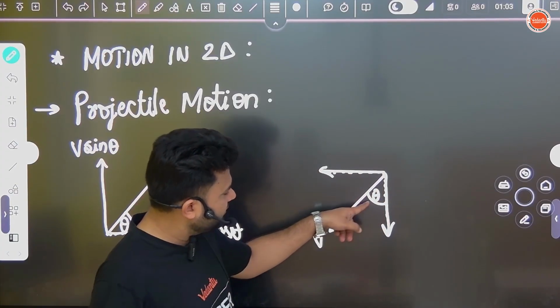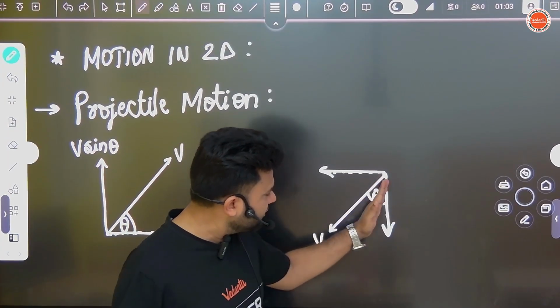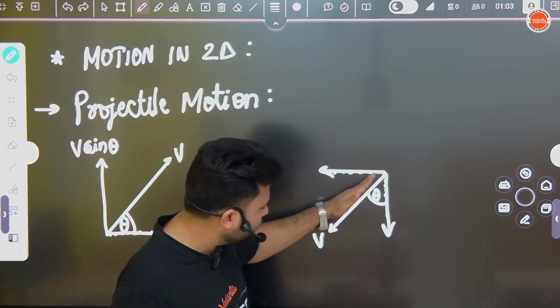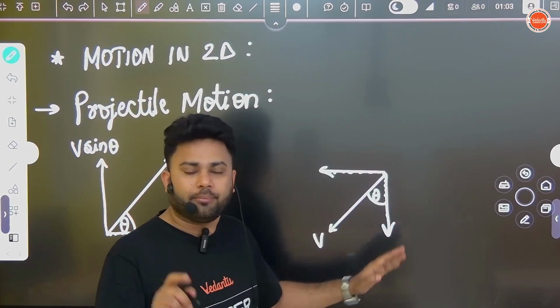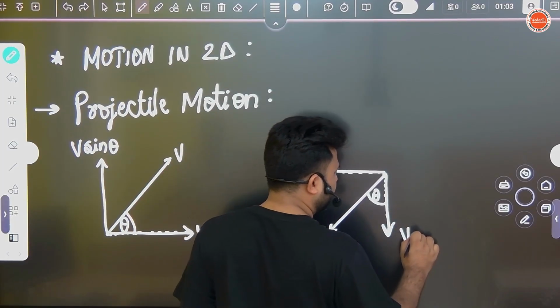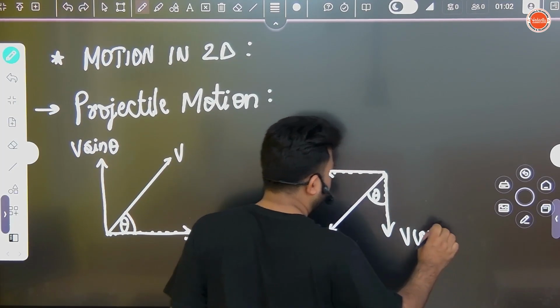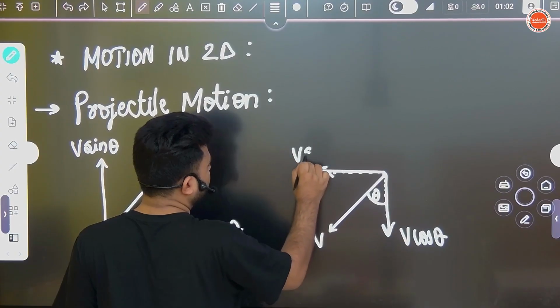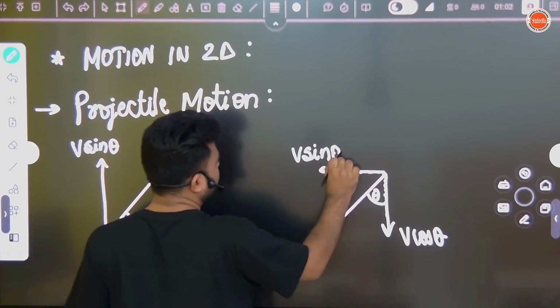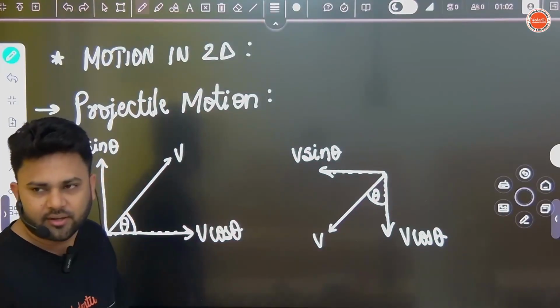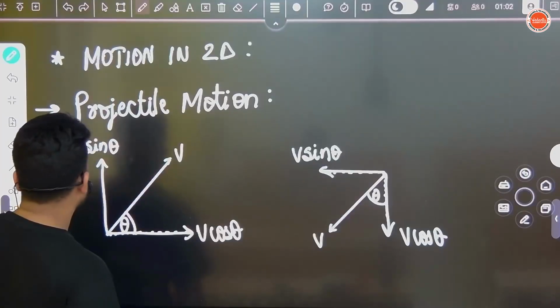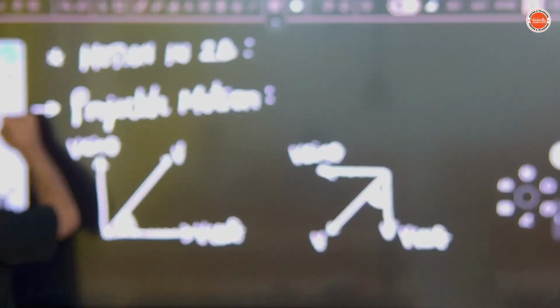Now, this is V, this is theta. Rotate the vector towards theta, that will be the cos component. So this will be V cos theta, and this will be V sin theta. So these things you should be able to understand. Correct? Vectors.